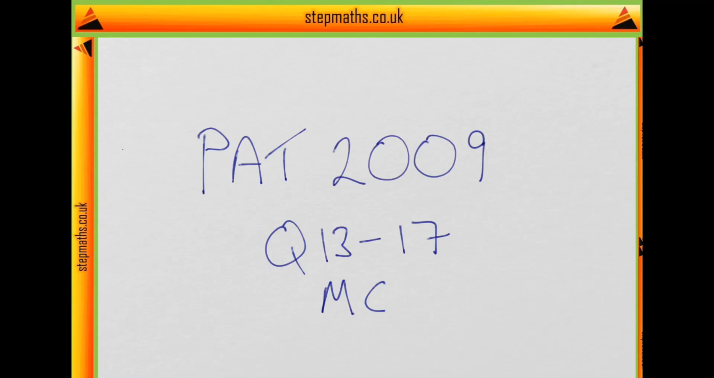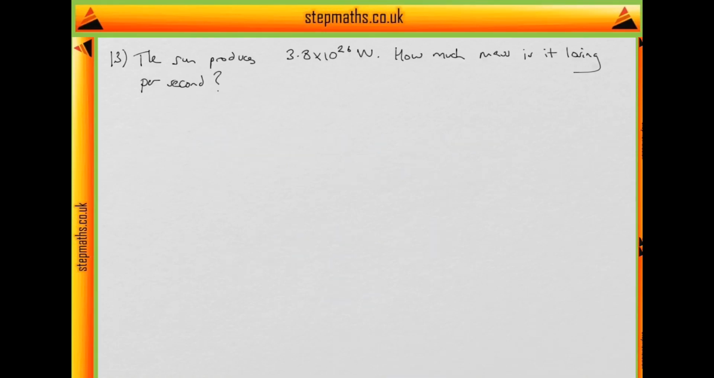Hi, today we're going to go through the PAT paper from 2009 looking at the first 5 multiple choice questions, 13 through 17. Okay, so question 13 says that the sun produces 3 times 10 to the 26 watts through fusion. And we're asked how much mass it is losing per second.